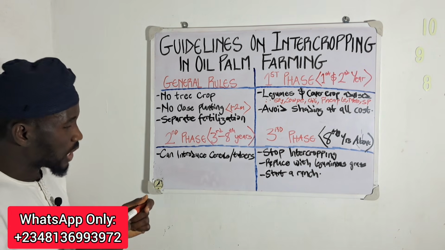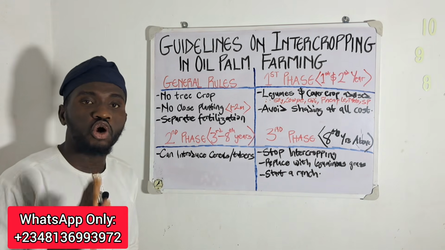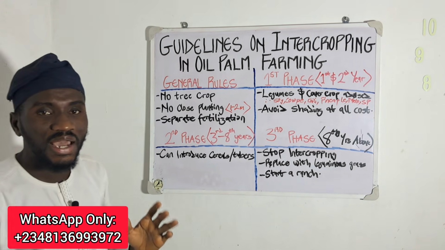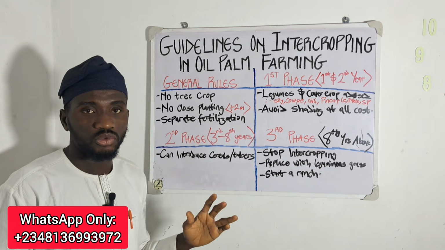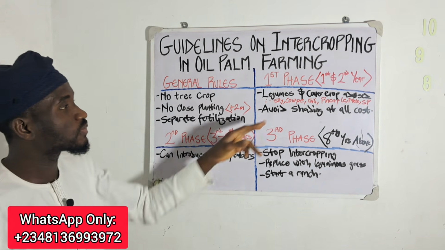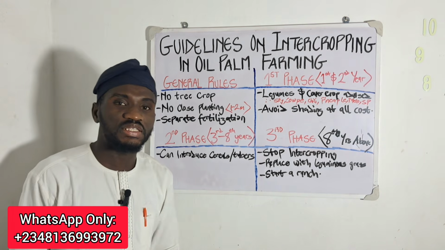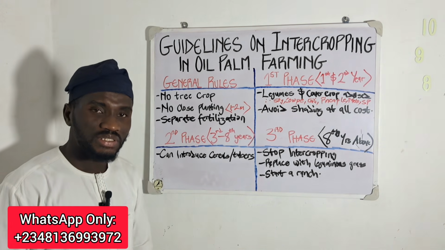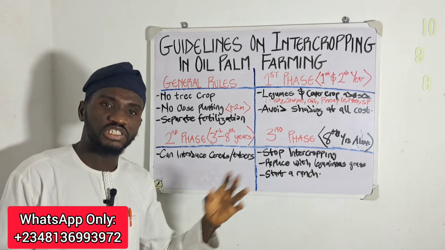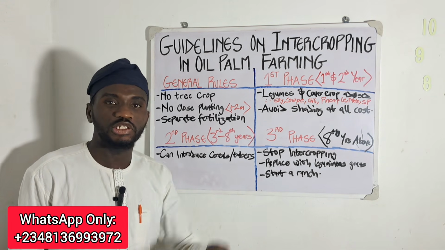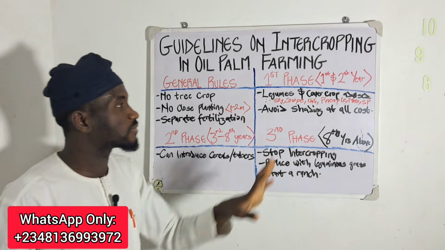So at this stage, you should try as much as possible, at all costs, to guard against anything that will cause shading or competition, because at this stage your oil palm is still trying to get its rooting system, is still trying to come up. So you don't want to jam pack everywhere and cause shading that will retard the growth of your oil palm tree. That is about the first thing.